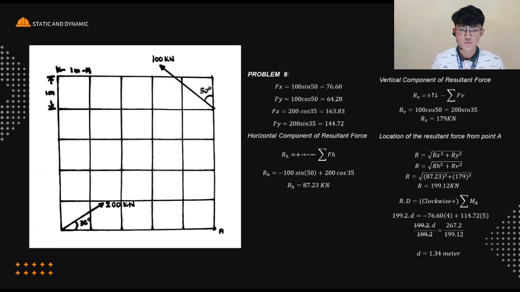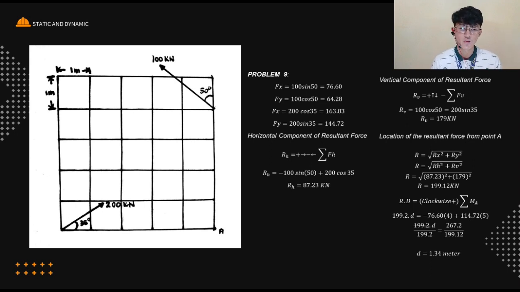So, for force 1 po muna, yung may 100 kN na force, f of x equals 100 sin 50. So, yung f of x niya po is equal to 76.60. And next po, kukunin na po natin is yung f of y. So, f of y equals 100 cosine 50 equals 64.28. So, meron na po tayong f of x and f of y sa una nating force.